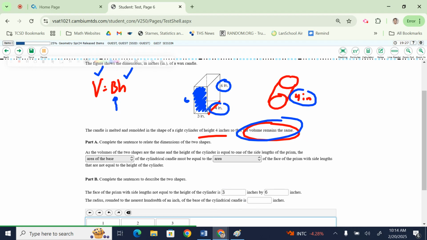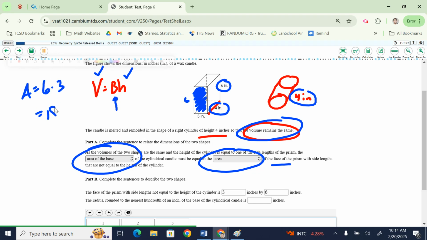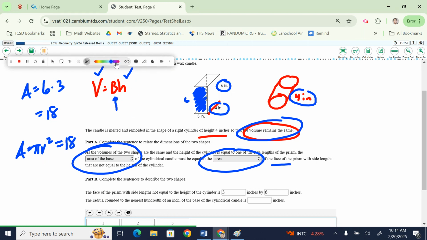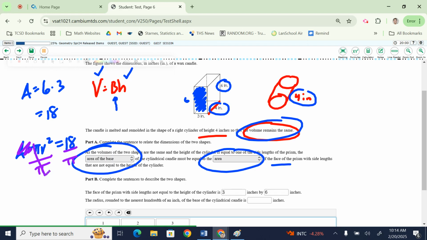So now we just said that the area of the cylindrical base must be equal to the area of that face. Well, the area of that face would be 6 times 3, or 3 times 6, which is 18. Which means that the area of our circular base, which has a formula of pi r squared, must also be equal to 18. We are now challenged with solving this formula, pi r squared equals 18, for r. So the first thing we'll do is we'll divide by pi. So we get r squared equals 18 divided by pi, and I'm not going to do that yet because that's messy. And then to get r by itself, we must take the square root.